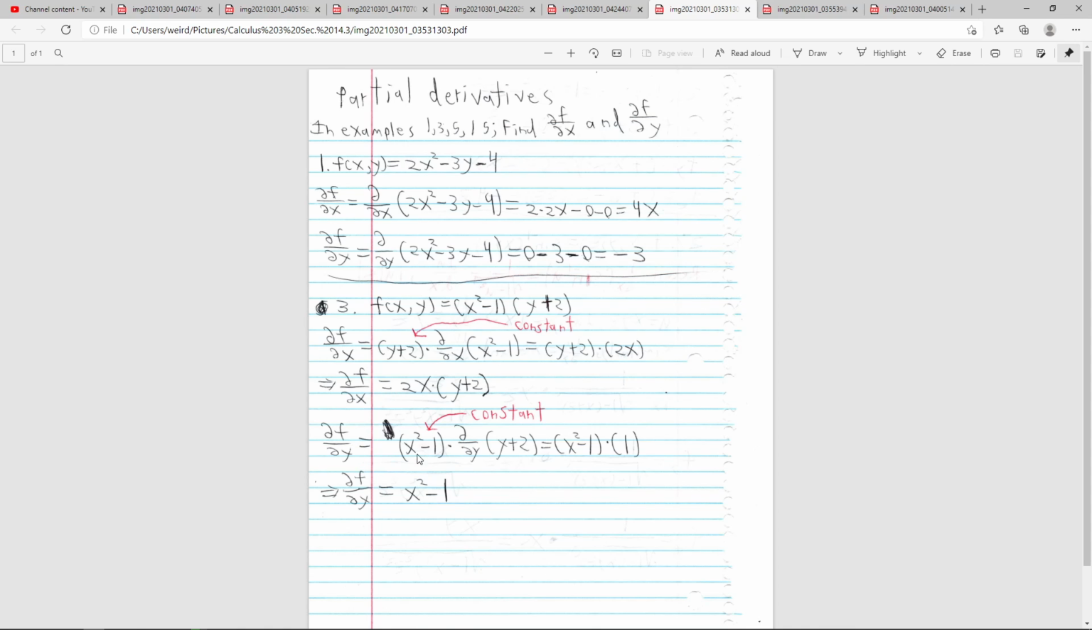And df dy is x squared minus 1 as a constant times the derivative of y plus 2, taking the derivative with respect to y. So it's x squared minus 1 times 1, so x squared minus 1 is your df dy. df dx is 2x times y plus 2, and df dy is x squared minus 1.